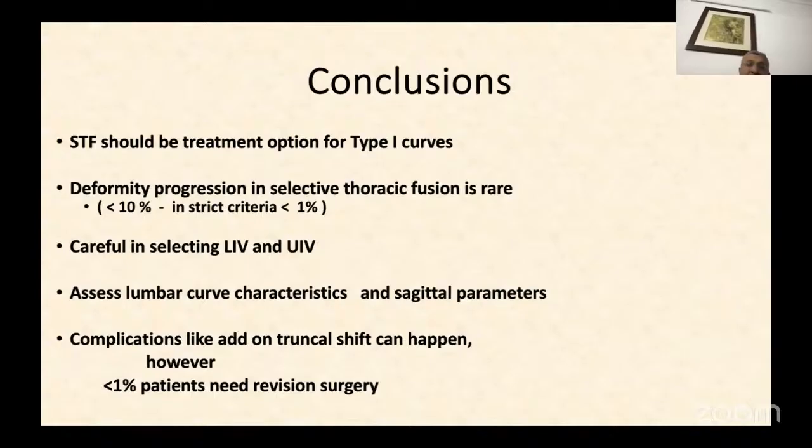Complications happen, but less than 1% of the patients need a revision surgery. Even though there is adding on, most of the time it's an acceptable one. You need not do a revision surgery. Therefore, I would suggest that you should always think of selective thoracic fusion, but it should not be the choice for your first few cases. Your first few cases should always be looking at giving a good result to the patient.